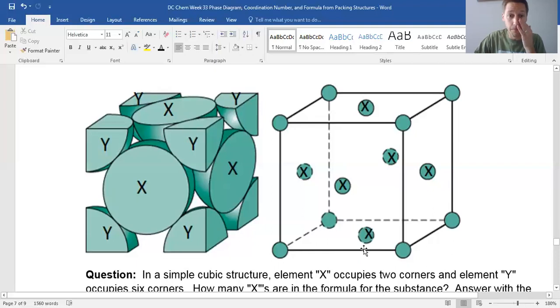Here's just me drawing that out for you in picture from the last one. We said that the X's had all the face ones, and the Y's had all the corners. So X occupies all these faces. I didn't put the Y's in, but the Y's are all the corners. Each corner is an eighth. So we have 8 1/8, and we have 6 1/2. That's why we have a 3-to-1 ratio.